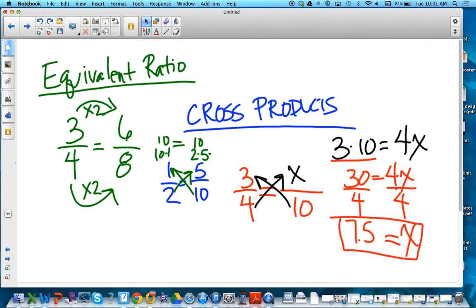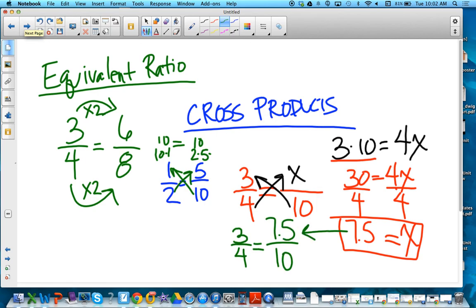So what I really have here is 3/4 equal to 7.5 over 10. That's really what that means. Hopefully this has sparked some memories for you. Get to it, guys.